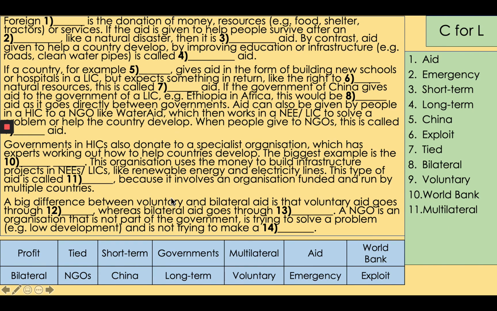A big difference between voluntary and bilateral aid is that voluntary aid goes through NGOs, whereas bilateral aid goes through governments. An NGO is an organisation that is not part of the government, is trying to solve a problem, for example low development, and is not trying to make a profit. Give yourselves a mark out of 14, and if you didn't perform well, watch the explanation again and attempt this in a few days' time.